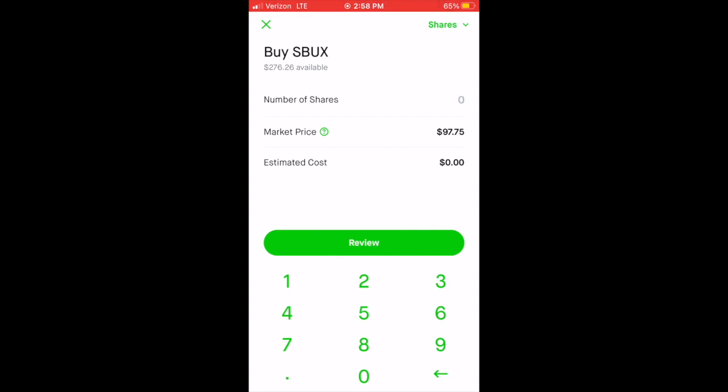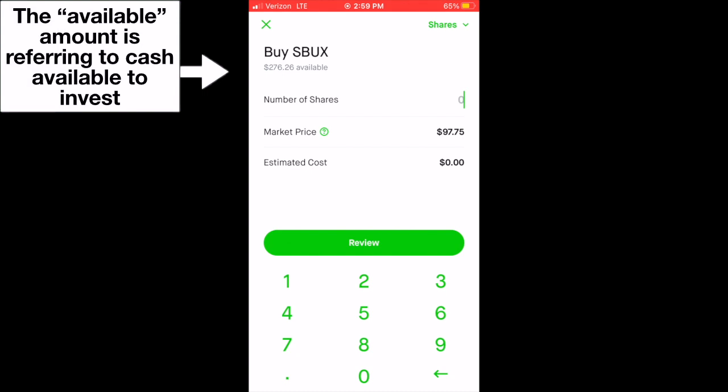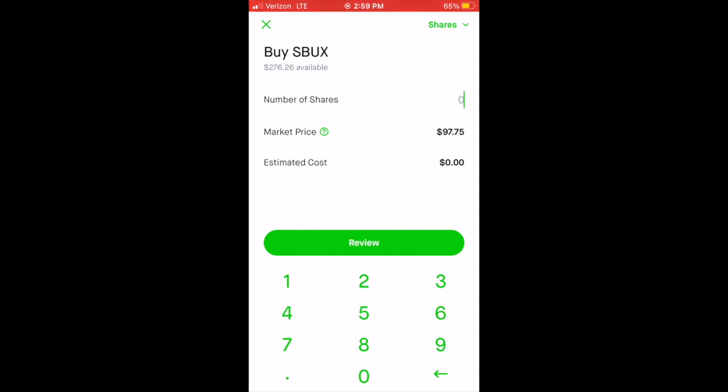You have number of shares, market price, which is the exact price that that stock is trading at right then and there. And then depending on what number you put in, it'll give you your estimated cost. So this is the standard way of doing it. I want X number of shares and it's going to cost me this much. I want it right now, right then and there.